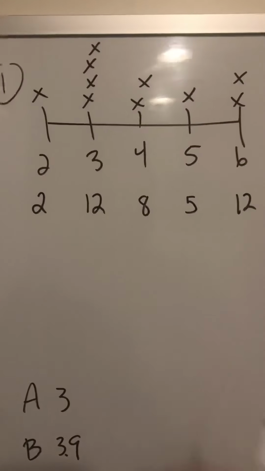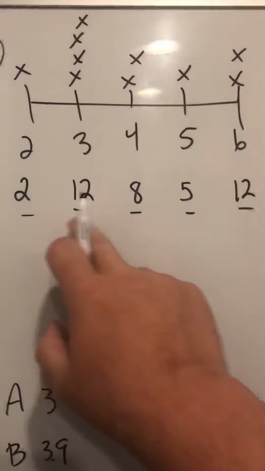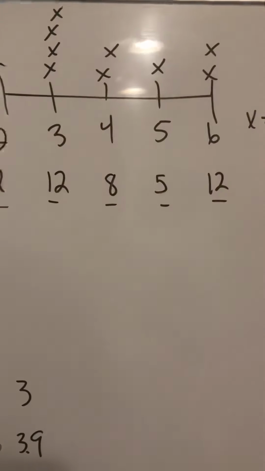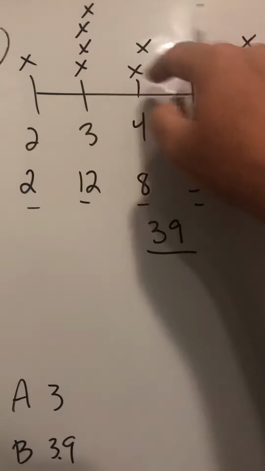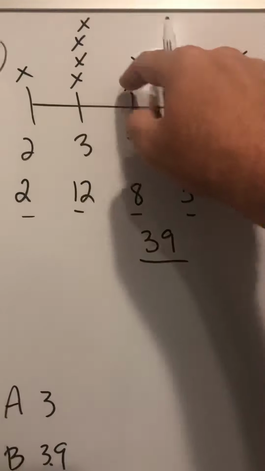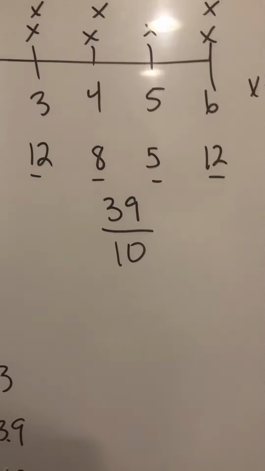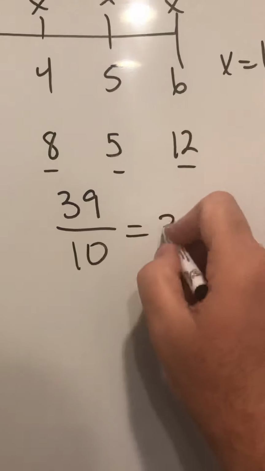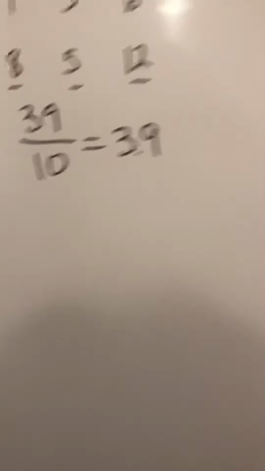So now what we want to do is take these 5 numbers and add them up. So it's 14, 22, 27, 39. That's a total of 39 out of how many X's did we have? Well, we had 1, 2, 3, 4, 5, 6, 7, 8, 9, 10. Mean is another word for average. So we're going to take 39 and divide it by 10, and that's 3.9. So the answer is B, 3.9.